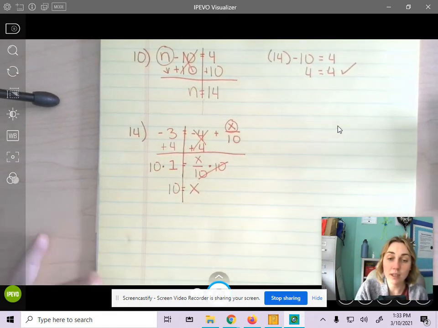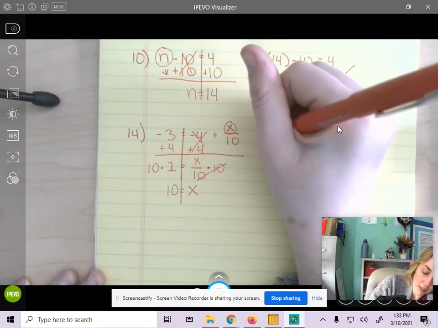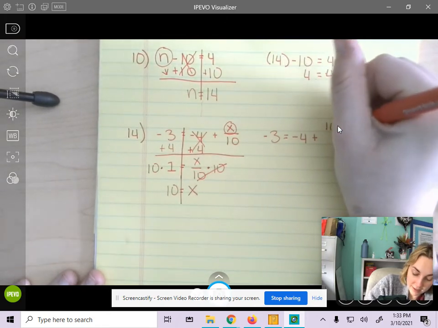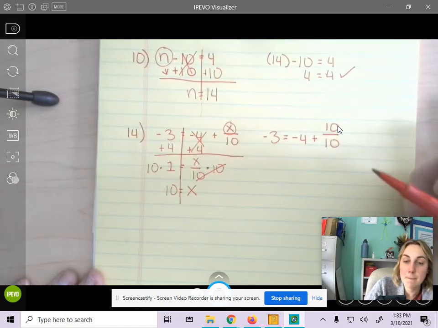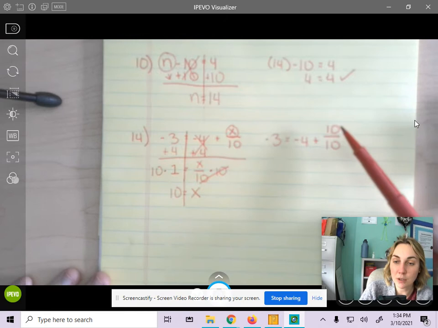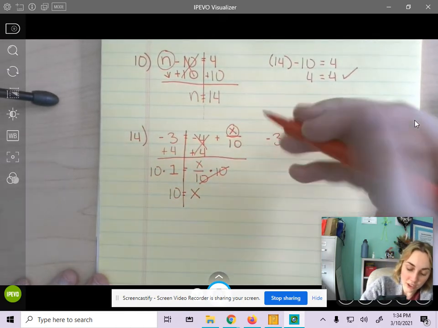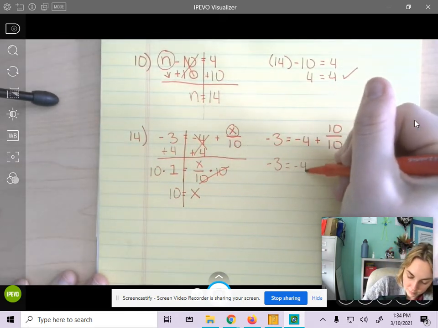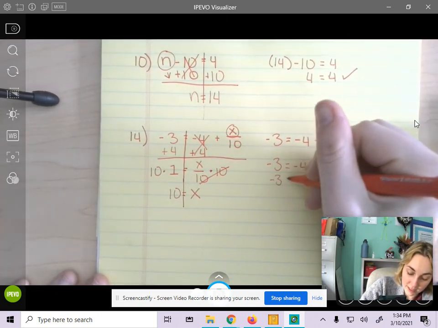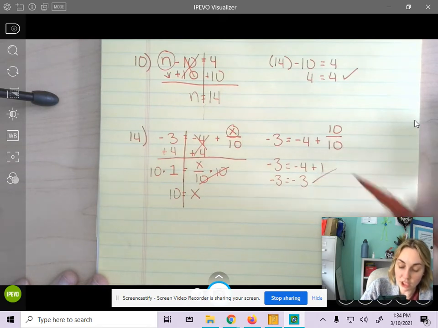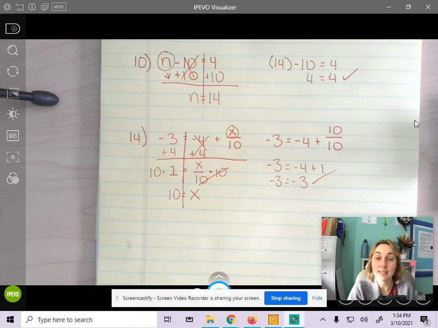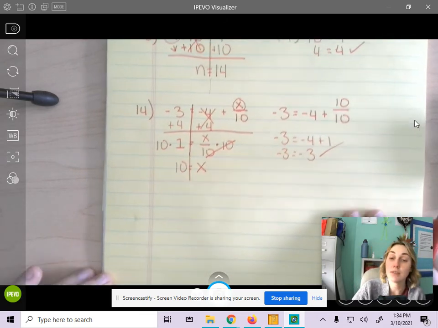And if you want to check your work, we can go ahead and do that as well. Our equation was negative 3 equal to negative 4 plus 10 over 10. Well, 10 over 10, when you have the same number in the numerator as the denominator in a fraction, that's just going to be equal to 1. Negative 4 plus 1 is going to get us negative 3. So this checks out. We are correct, and we can go ahead and move on to our very last example, which is going to be number 15.